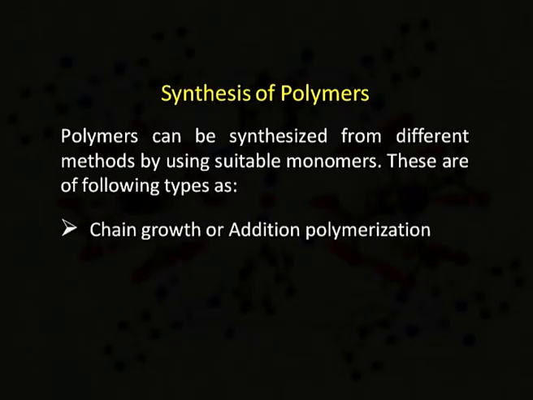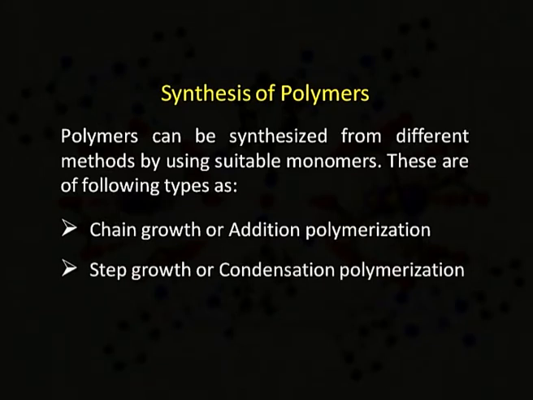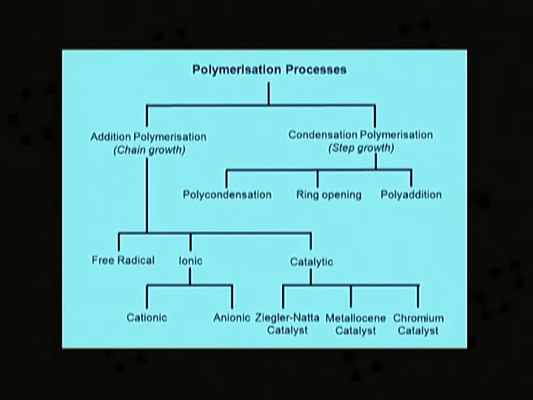Now, we will discuss the synthesis of polymers. Polymers can be synthesized by different methods using suitable monomers. These are of the following types: chain growth or addition polymerization, step growth or condensation polymerization, and catalytic polymerization. These different processes can be understood by this diagram. The polymerization process is basically of two types, that is addition polymerization, or chain growth polymerization, and another one is condensation polymerization or step growth polymerization.